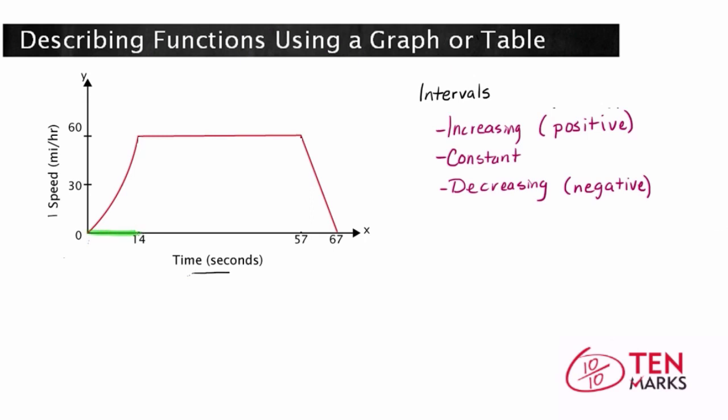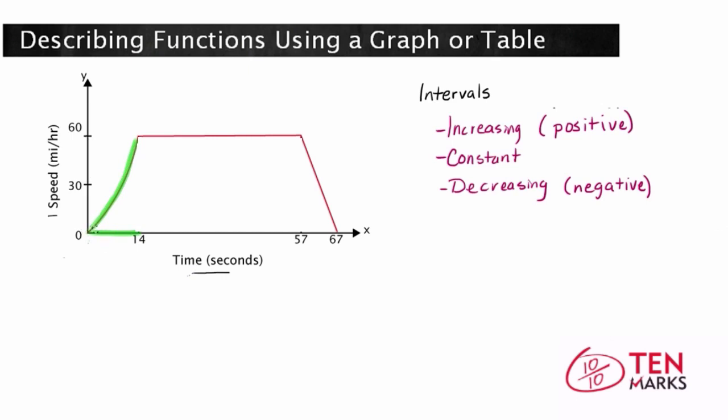Initially, the car is stopped, maybe at a stop sign. We can tell this because at 0 seconds, the car is moving at 0 miles per hour. As the car moves through the intersection, the speed increases. So we've got this relationship here where as x increases, y increases, or as the time in seconds increases, so does the speed of the car.